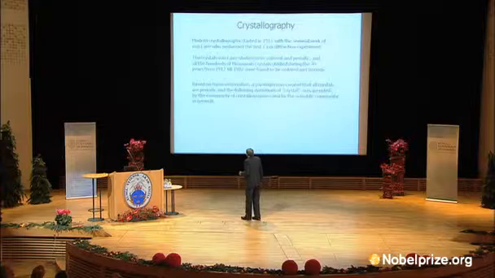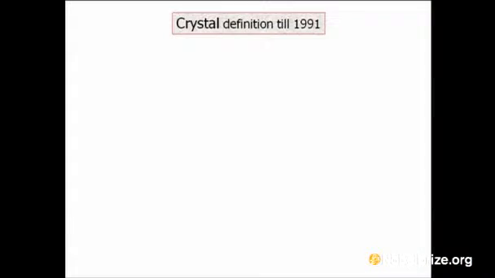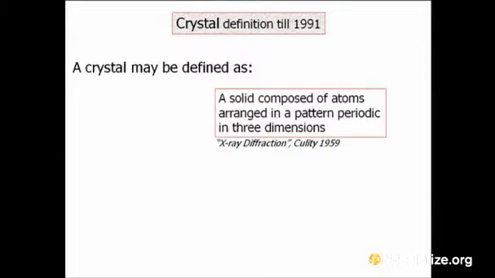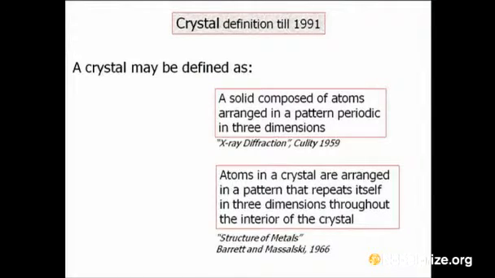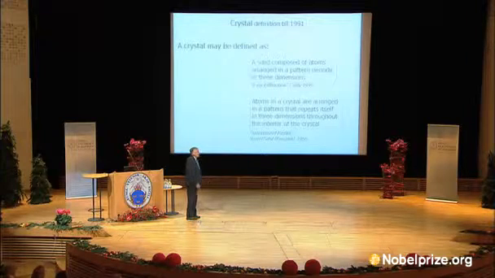Based on these observations, a definition of a crystal evolved. It was the same definition, although different books used different words, and I will give you just two examples. A crystal may be defined as a solid composed of atoms arranged in a pattern periodic in 3 dimensions. This is in one book. Another book will say atoms in a crystal are arranged in a pattern that repeats itself in 3 dimensions throughout the interior of the crystal. It's exactly the same definition. Periodicity equals order. This is it. And this was the definition of a crystal.